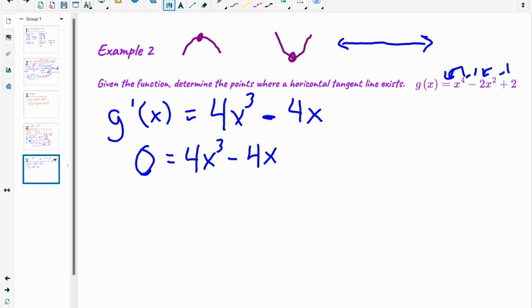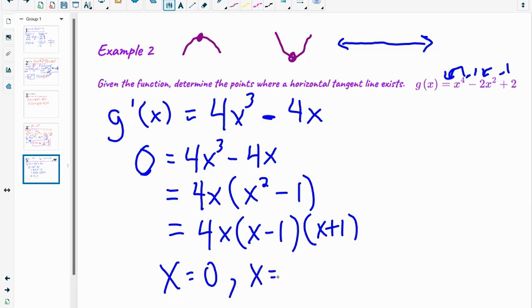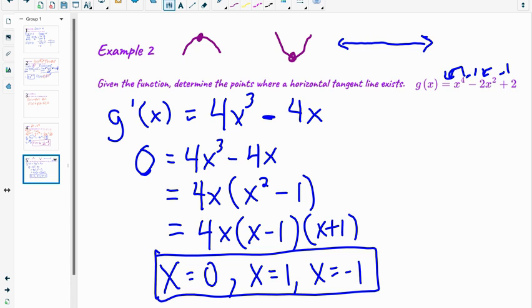Well, I see I've got a common factor of 4x from both terms. We're just using algebra at this point. I've just got x squared minus 1. And now I've got a difference of 2 squares. 4x times x minus 1 times x plus 1. Okay, great. And we're going to go ahead and just set those equal to 0 separately. So we'll end up with x equals 0, x equals 1, and x equals negative 1. So we have 3 points where this function would have a horizontal tangent line.